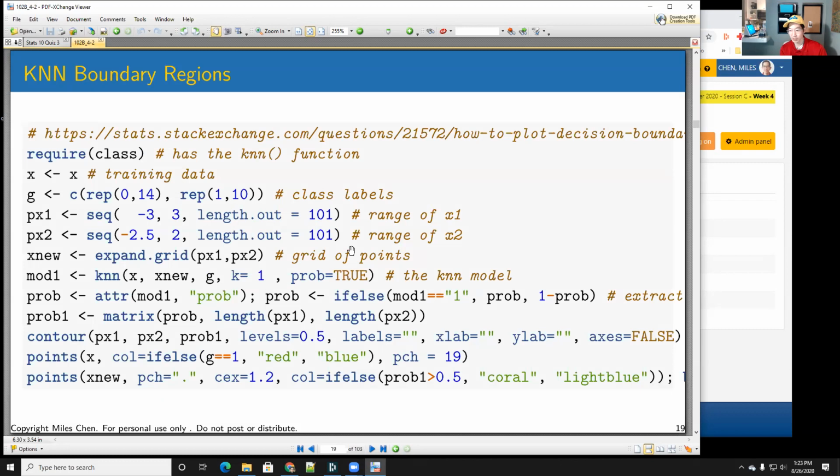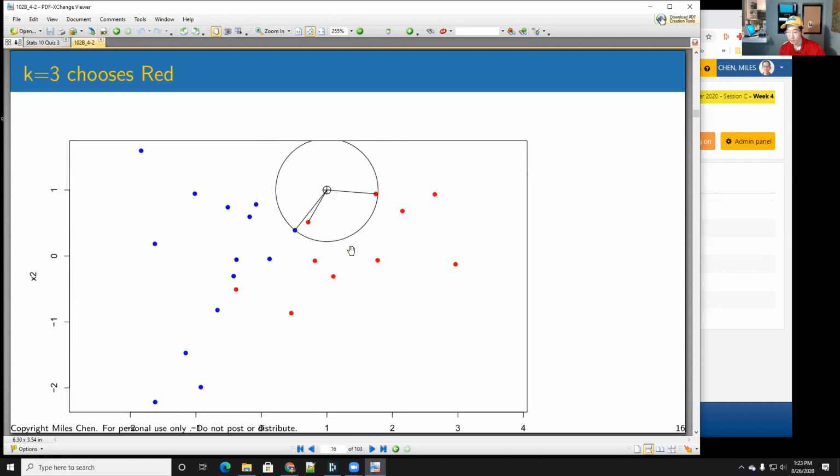Here's the question. It says, if there are 3 blue points all closer to the test case than the 4 red points, will we still choose blue? So the question is, with k equal to 7, let's say the 3 closest points are blue, and the remaining 4 points are red. Should the closer points get more of a vote?